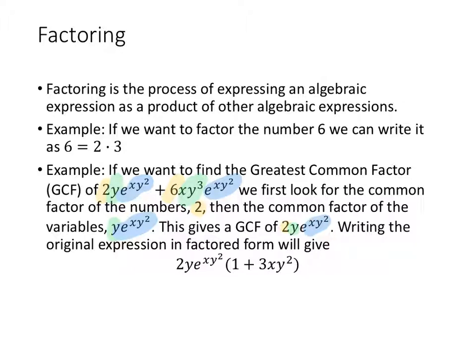And I can rewrite that down here, factored out. That's like 6 divided by 2. I'm taking each of these expressions and I'm dividing by 2y e to the xy squared. So 2 divided by 2 is 1. Y divided by y is 1. E to the xy squared divided by e to the xy squared is 1. So when I take this first expression and I divide by this greatest common factor, I get 1. Same thing for my 6xy cubed e to the xy squared. If I divide by my greatest common factor, this is what remains. So I've factored my expression by taking out the greatest common factor.